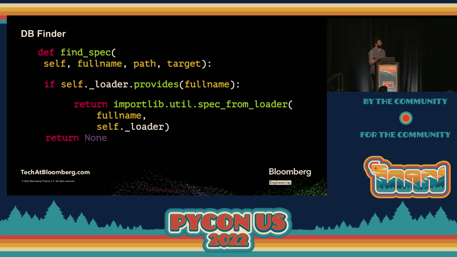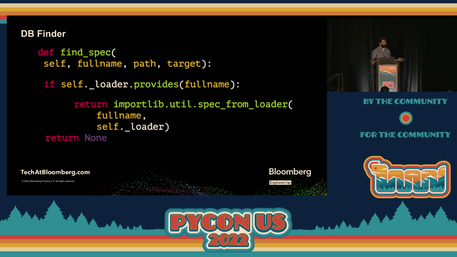And then if this returns false, as in the loader does not provide this, all we need to do is return None to indicate to the import system that we don't provide a module of this name. So either this will fall back to the other finders if we have any that are going to provide this, or we'll return a module not found error as we saw before.